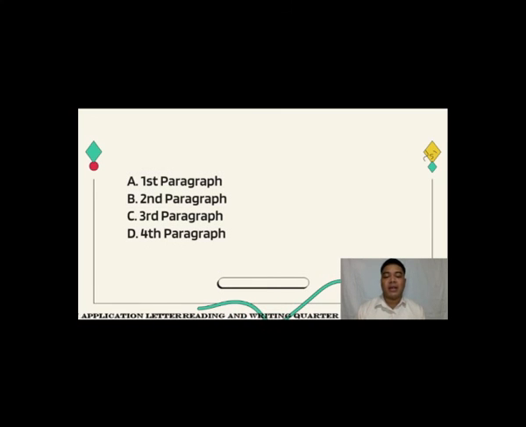A. First paragraph. B. Second paragraph. C. Third paragraph. D. Fourth paragraph.